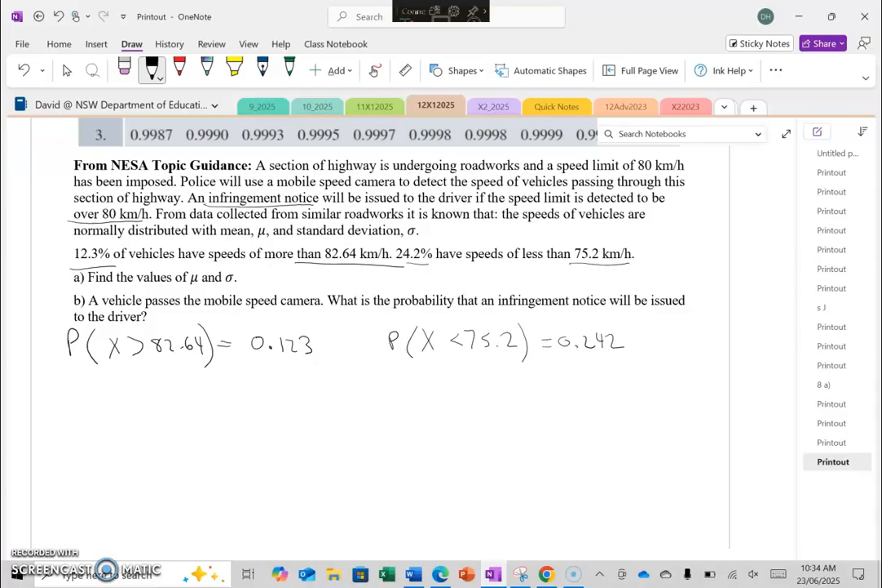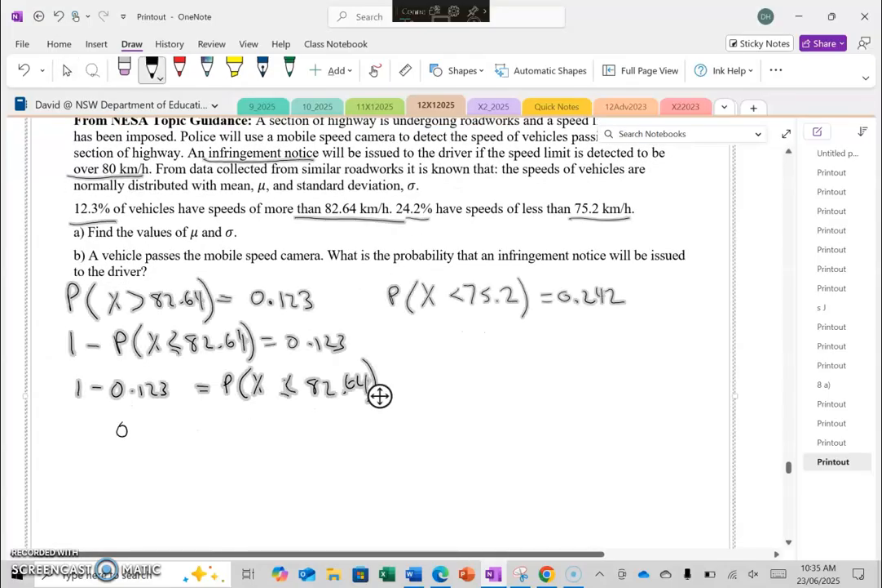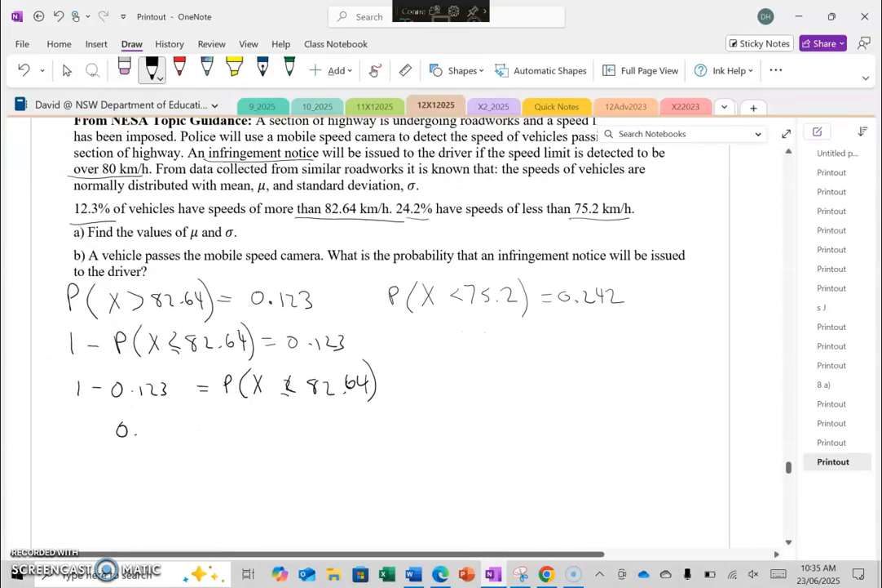All right, the first thing I'm going to do is change this to a less than for the first one. So that'll be 1 minus P(x less than or equal to 82.64) equals 0.123. And I'm going to rearrange to make that probability the subject. So 1 minus 0.123 equals P(x less than or equal to 82.64). Okay, so that's, I think, 0.877. Yep.